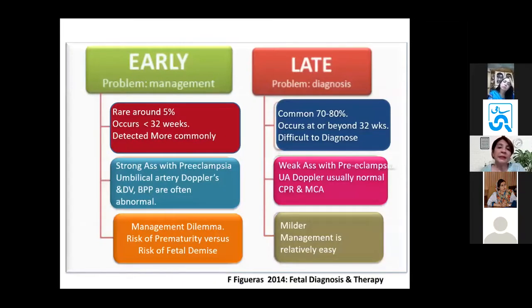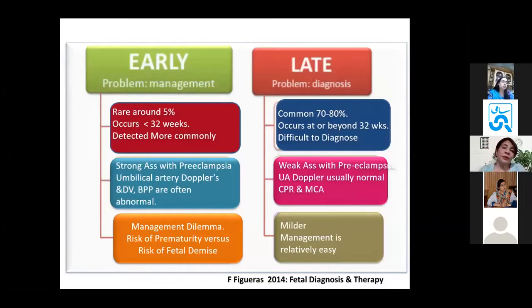More recently, fetal growth restriction has been divided into 2 types based on the gestational age at initial diagnosis. Early fetal growth restriction is all those cases that are diagnosed below 32 weeks of gestation, and late being the ones that are diagnosed later on. Late fetal growth restriction accounts for about 70 to 80% of these cases, whereas early growth restriction is only 5 to 10% of cases. Early growth restriction is more commonly diagnosed, and late is difficult to diagnose.